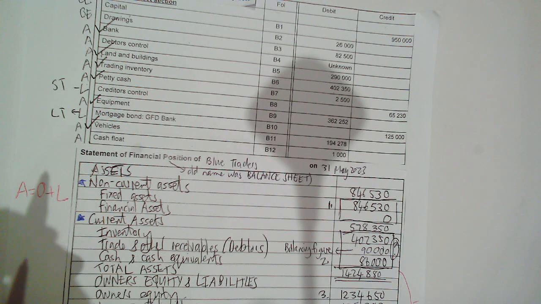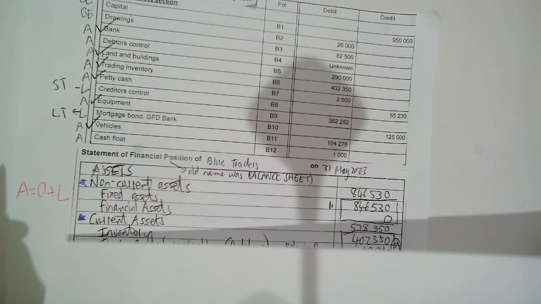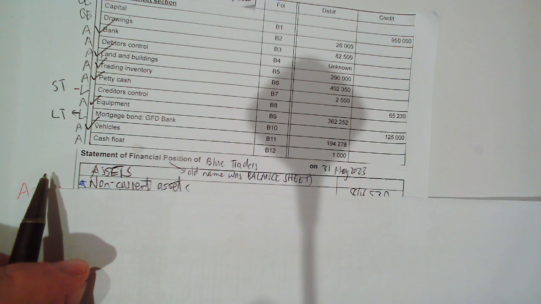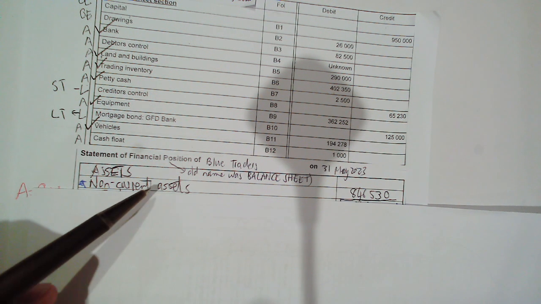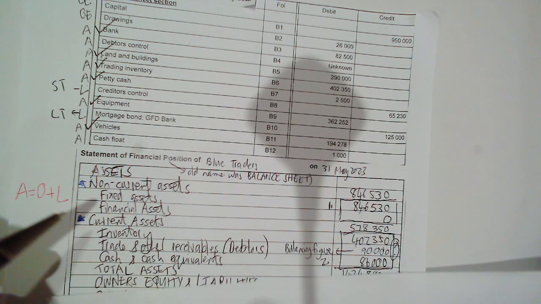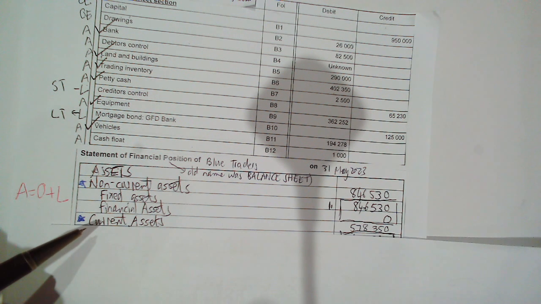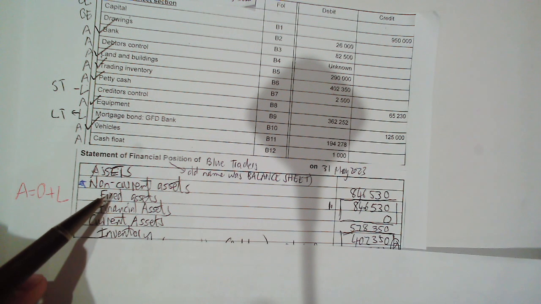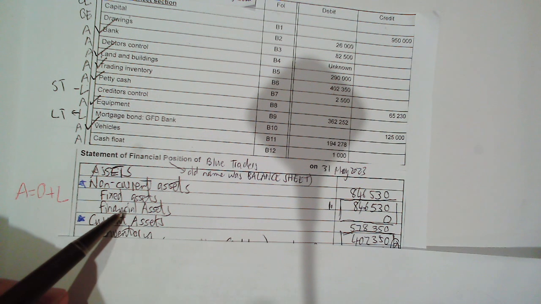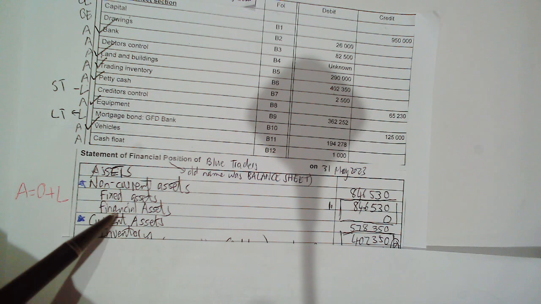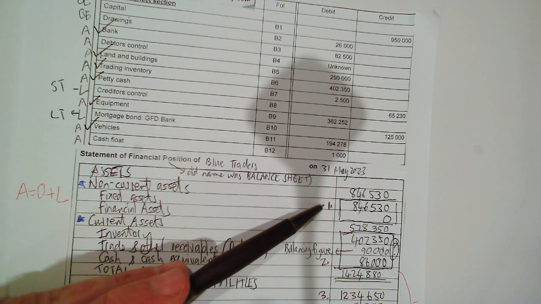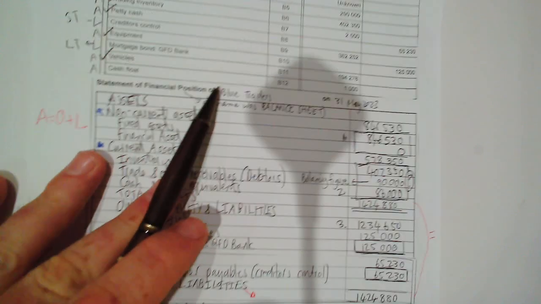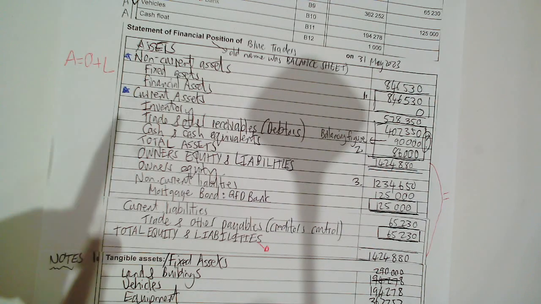I'm going to start by writing assets at the top. There are two categories of assets: non-current assets, or long-term assets, and then current assets, or short-term assets. Under non-current assets, we've got fixed assets, or tangible assets, which are the same thing, and financial assets. You write both of these names down first, and for fixed assets we normally have a note. So I'm going to go to the tangible fixed assets note at the bottom.